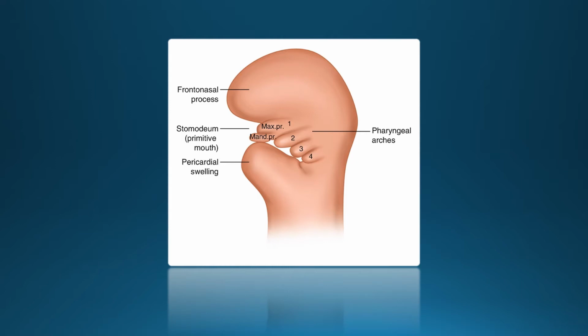Each process contains a mesenchymal core which is surrounded by surface ectoderm. So here in the picture we can clearly see the three processes which are going to form the face. The first one is the frontonasal, and then from the mandibular arch, a pair of maxillary processes and a pair of mandibular processes. So these three processes.